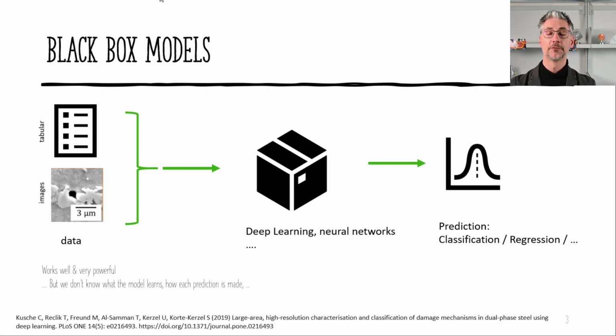And many of the powerful methods that we have are black box models, so we don't really understand how each individual prediction was made. We know how, at least in principle, the neural network works, but we can't really trace back how a single prediction was made. These methods are typically very powerful, but we don't really know what the model learns. So we need to understand in more detail what the network does, for example, how it is connected to our domain expertise, and this is the topic of explainable AI.